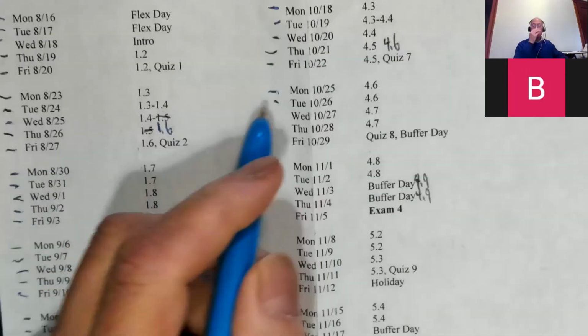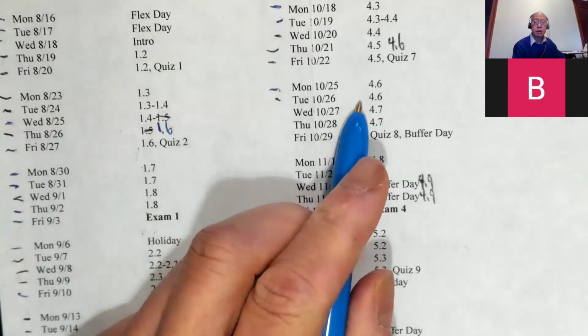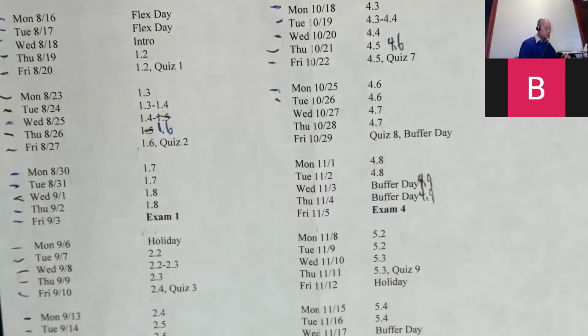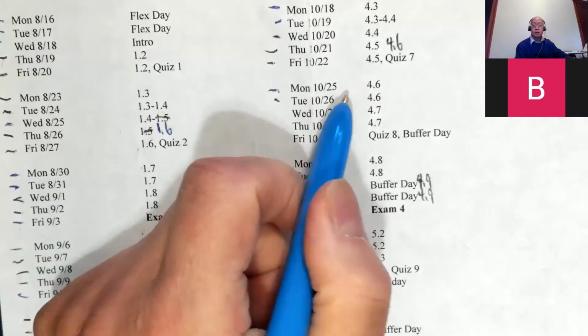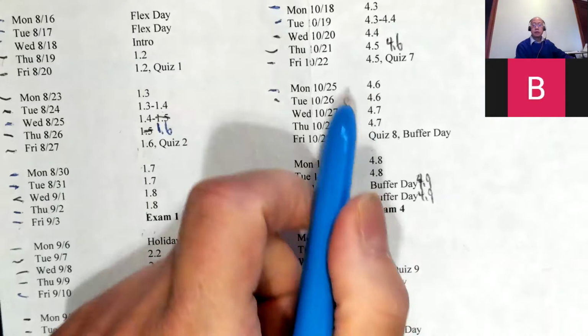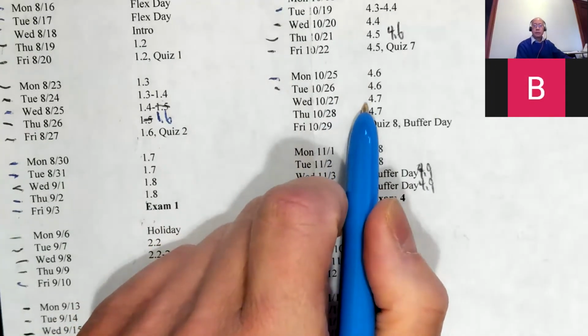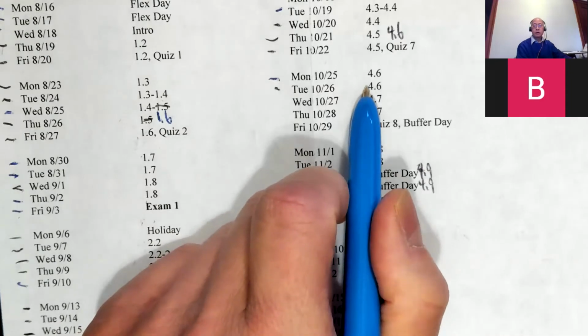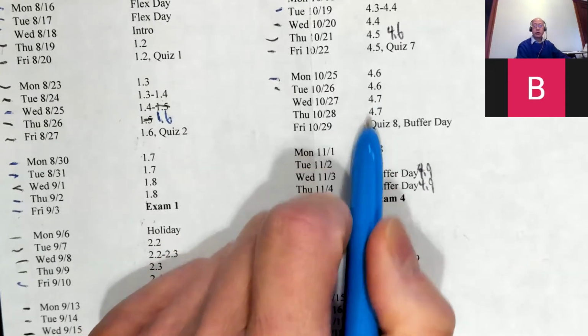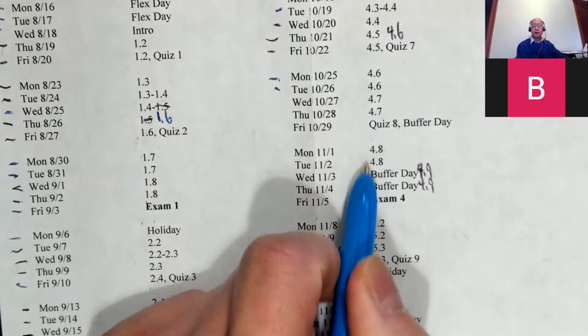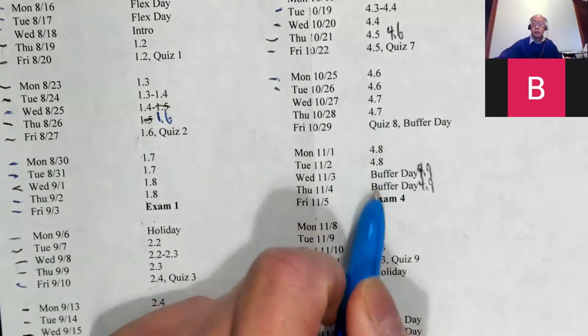Okay, on paper, it's supposed to be up to 4.6, but I'm already on the 4.7. So I think we're a little bit ahead and we'll be okay. So continue on with 4.7 today and tomorrow. So maybe the new schedule is 4.7, 2 days, 4.8, 2 days. Then we still have all of next week to do 4.9.